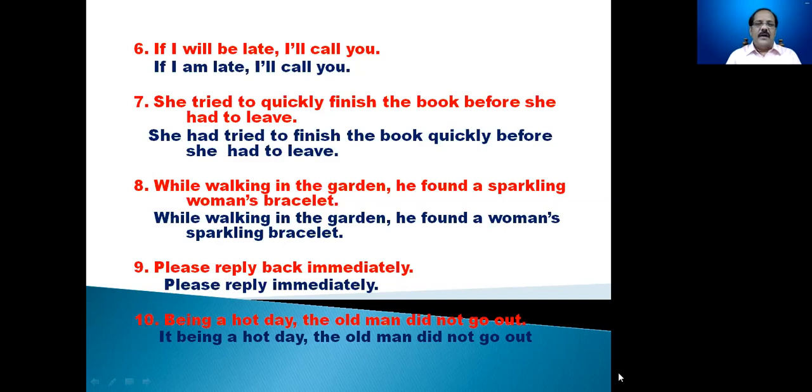Then, being a hard day, the old man did not go out. Don't say being a hard day. Who is being a holiday? Whether the old man is hard? No. So it being a holiday. That day is a hard day because of the heavy sun. So say it being a hard day, the old man did not go out. That should be the answer. So if you look at these examples, we are going for more clarity.